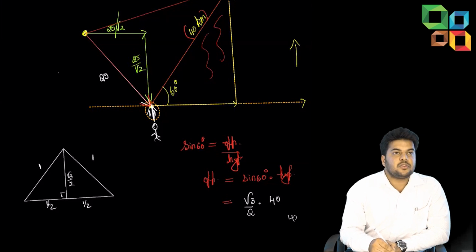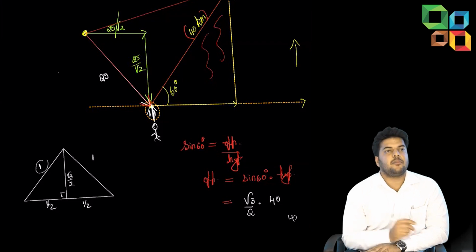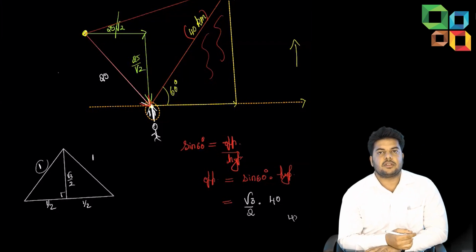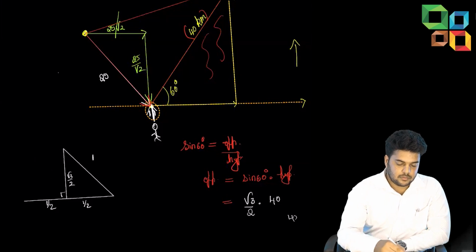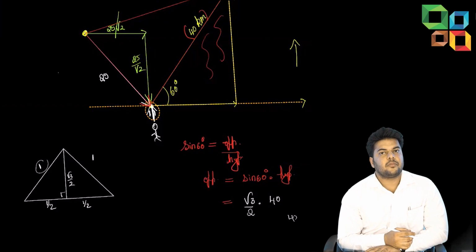Root 3 by 2 whole square is 3 by 4, plus 1 by 2 the whole square, which is 1 by 4. 3 by 4 plus 1 by 4 would be 1. That's the hypotenuse, isn't it? So it works out. So the height is root 3 by 2.